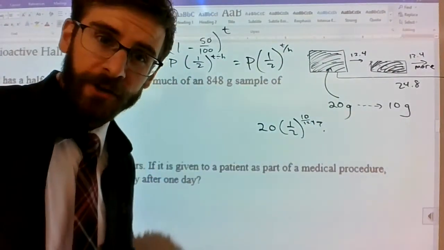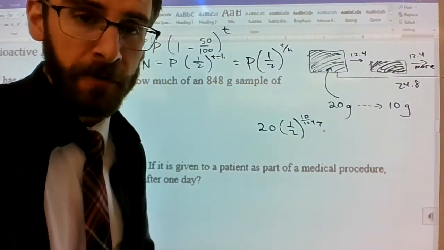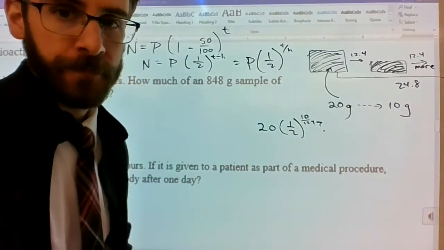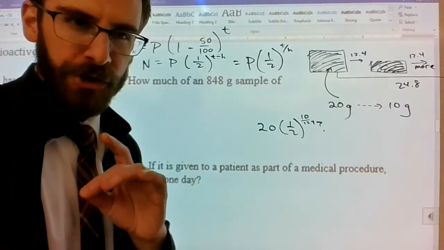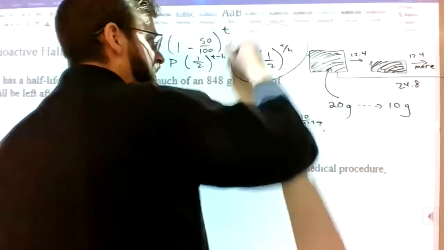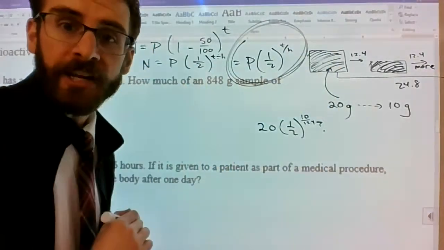Which is certainly weird. You guys have not talked about fractional exponents, and you probably won't talk about them until Math 2. At any rate, let me show you how these last two examples fit into this equation. So here's the equation for radioactive half-life.